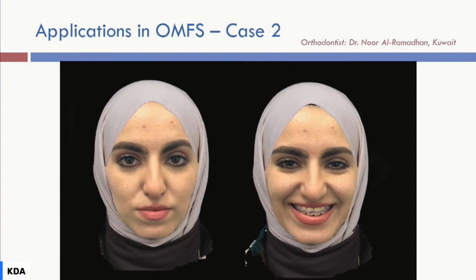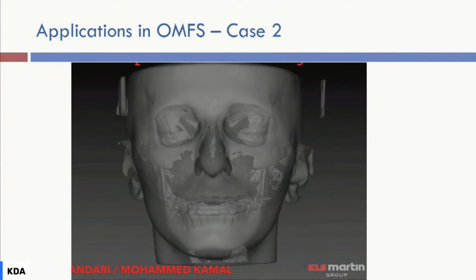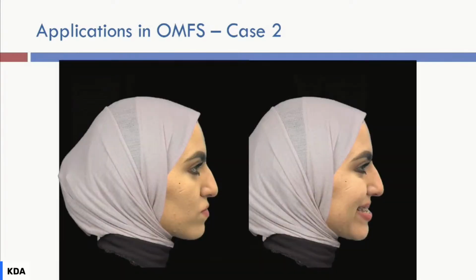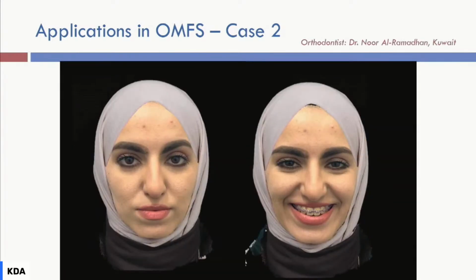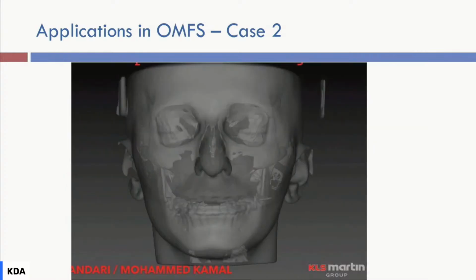This patient also has a class 3 deformity. And we can look, for example, at the profile before and after. This is all before, sorry. These are all before. This is before and before. Smiling. And this is before profile smiling. And this is the prediction.